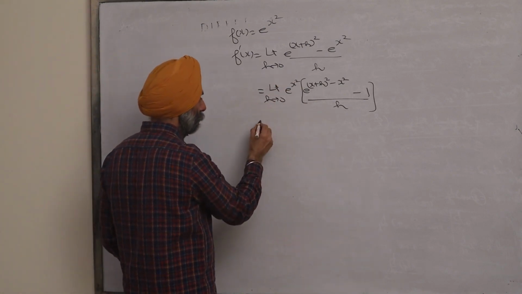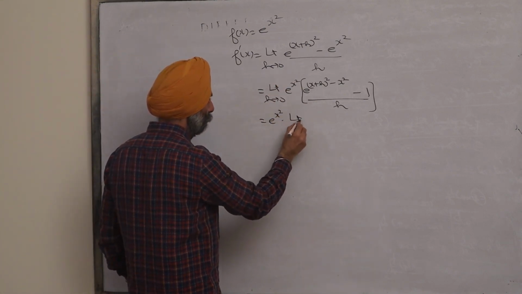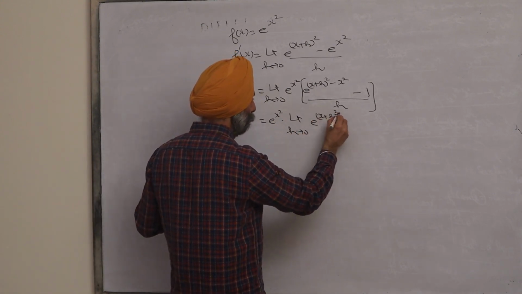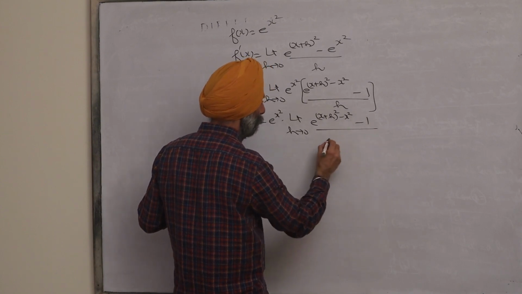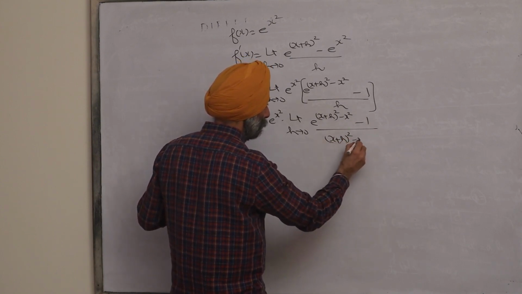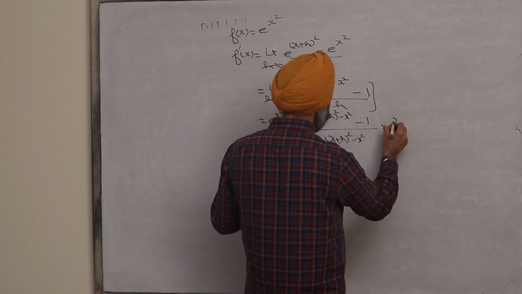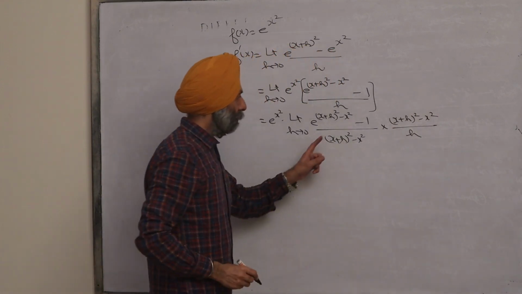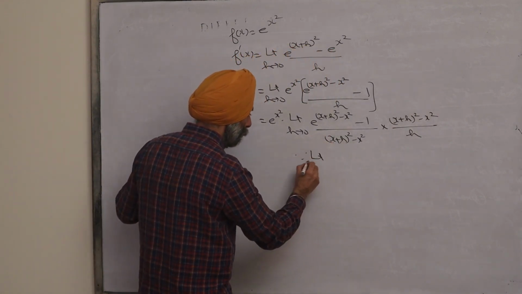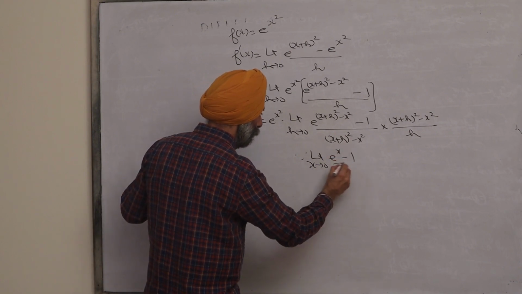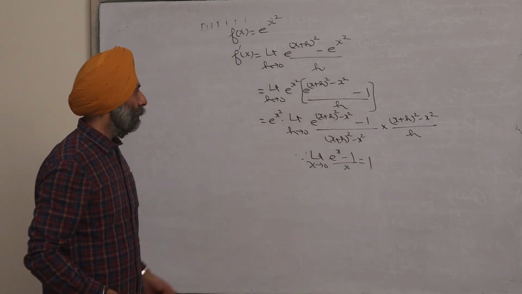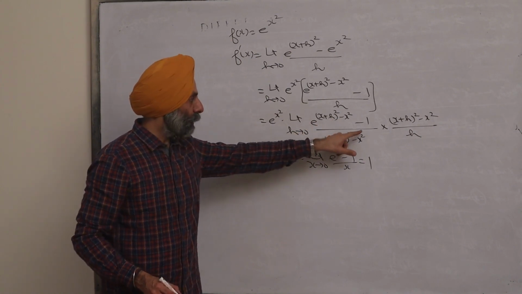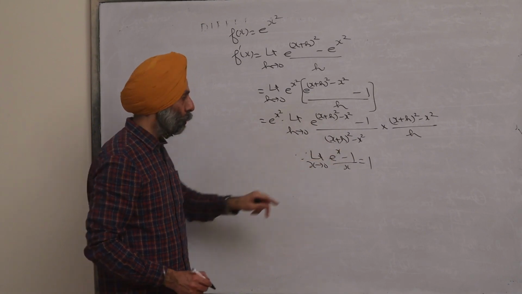Now e^(x square) is constant, so it is e^(x square) into limit h approaches 0, (e^((x plus h) whole square minus x square) minus 1) upon ((x plus h) whole square minus x square), into ((x plus h) whole square minus x square) upon h. Why? Because limit x approaches 0, (e^x minus 1) over x is equal to 1. You can see that as h approaches 0, it becomes e^0 minus 1 upon 0.